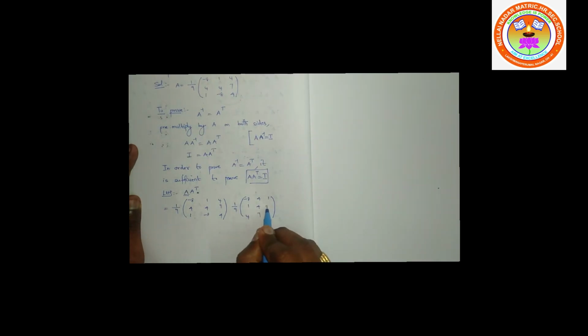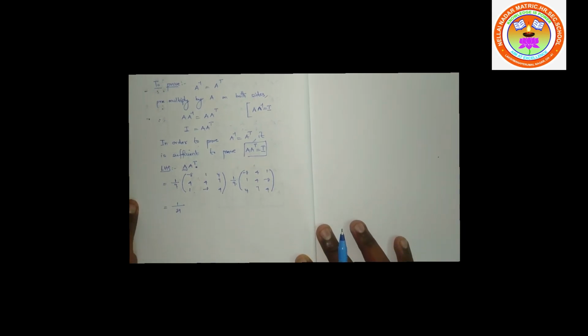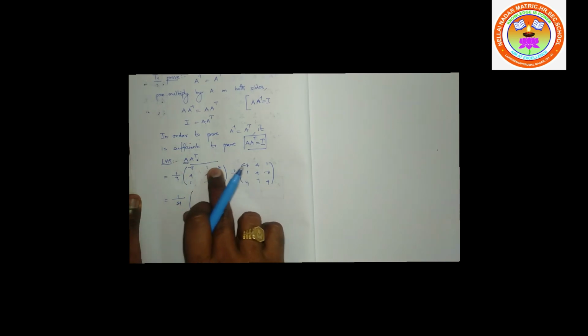1 minus 8 and 4. So 1 into 1 is 1, 9 9s are 81. Now I need to do matrix multiplication in a 3 cross 3 matrix. So I need to take the first row. This first row I am going to multiply with the first column.